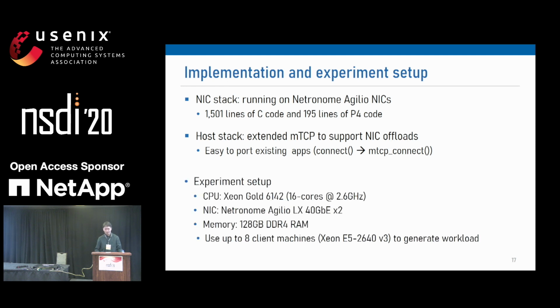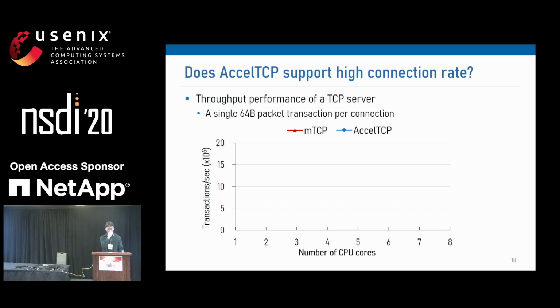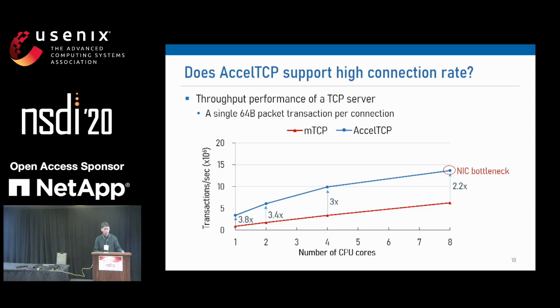And here's our setup for the experiment, so let's move on to the evaluation. We first present a microbenchmark result to see how much benefit AccelTCP can bring for short-lived connections. We compare the throughput of a TCP server which handles 64-byte messages for every connection, and we show its throughput for a different number of CPU cores. As you can see here, AccelTCP shows 3 times the performance gain compared to mTCP. So it shows the benefit of connection setup and teardown offload. But for the 8-core case, we observe a NIC bottleneck as the packet rate goes very high.